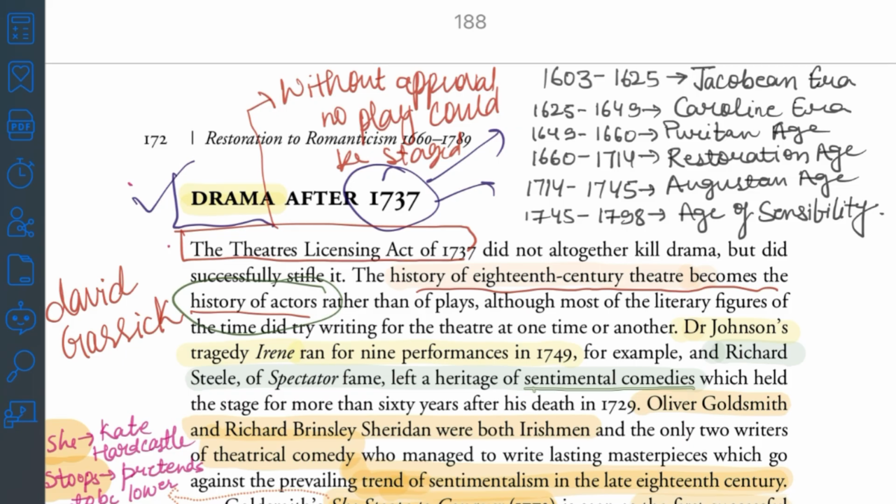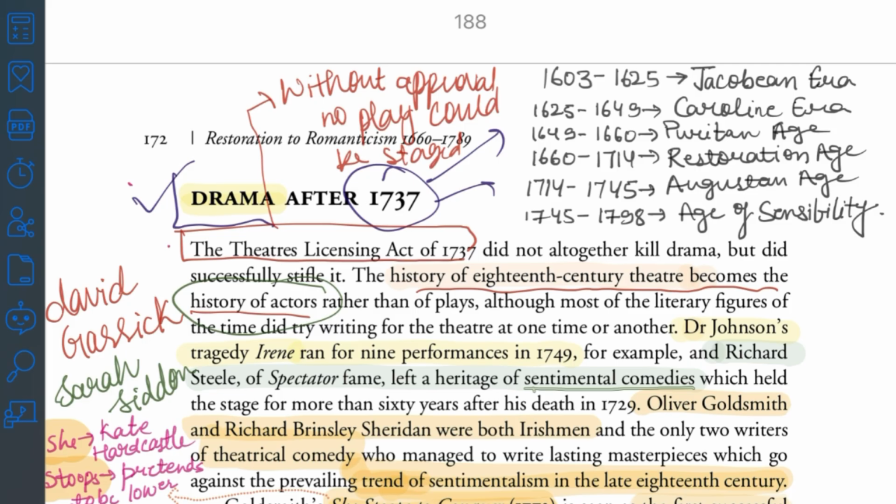So, great actors like David Garrick and Sarah Siddons, I'm writing her name, Sarah Siddons. People went to watch their performance rather than the script. People wanted to see them on the stage and they did not care how dull the script was, or if the script had nothing in it.